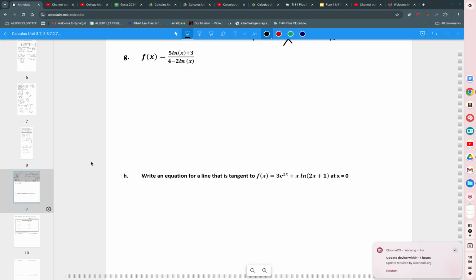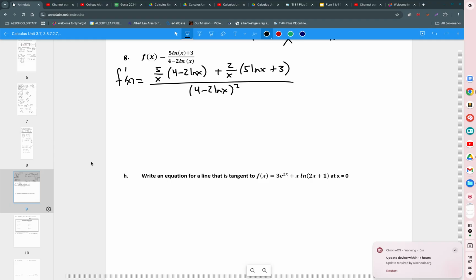It's rather nice. F prime of x is equal to, I take the derivative of the top, which is 5 over x times 4 minus 2 natural log of x, plus or minus the derivative of the bottom. Negative 2 over x, so I have a positive 2 over x times 5 natural log of x plus 3. And that all sits over the bottom squared.